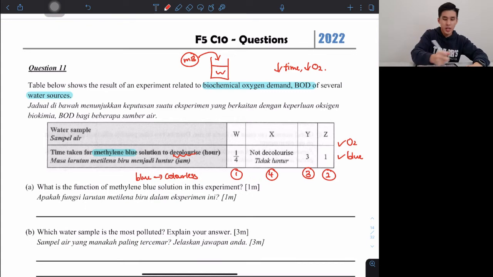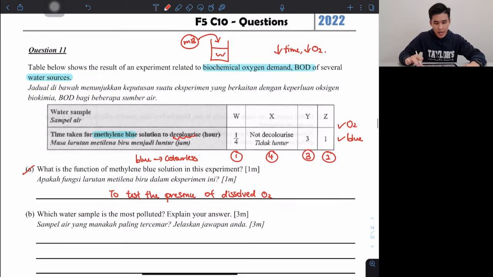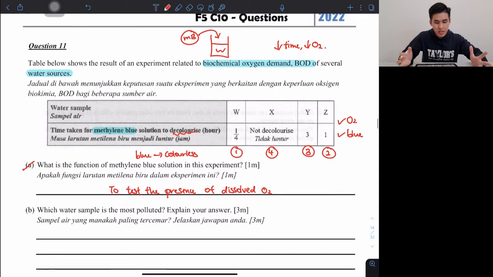Understand? So let's go back and do A first. What is the function of methylene blue solution in this experiment? So we can say it is to test the presence of dissolved oxygen. Okay? And then B, which water sample is the most polluted? We already done, it is W. They want you to explain.